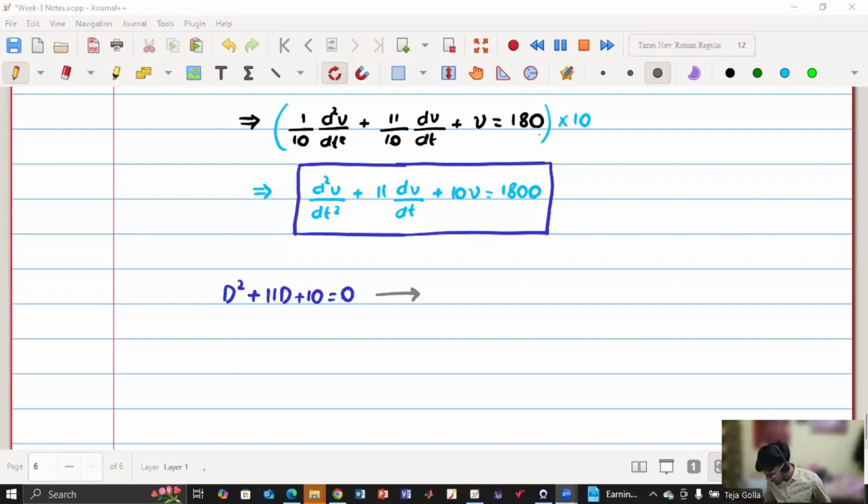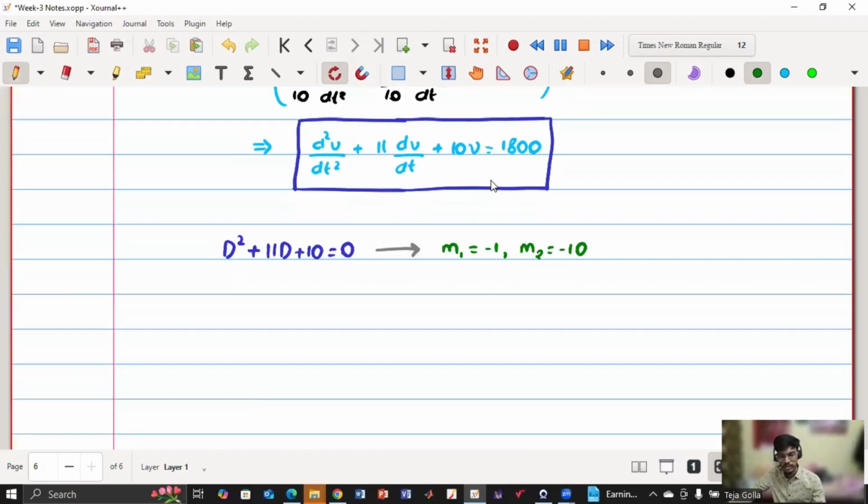Others are following, right? I am only hearing from one person. Minus 1 and minus 10, right? Y of t is equal to a1 into e power minus 10t, plus now what will a2 be, the generalized solution? Others, can anyone tell me?